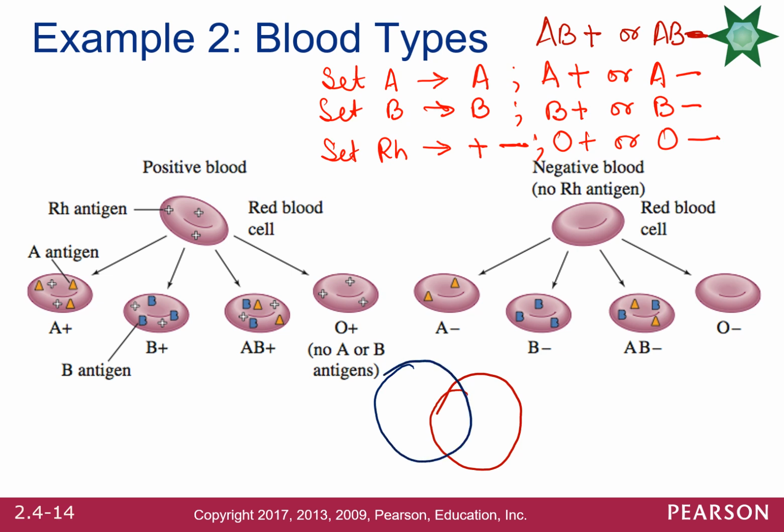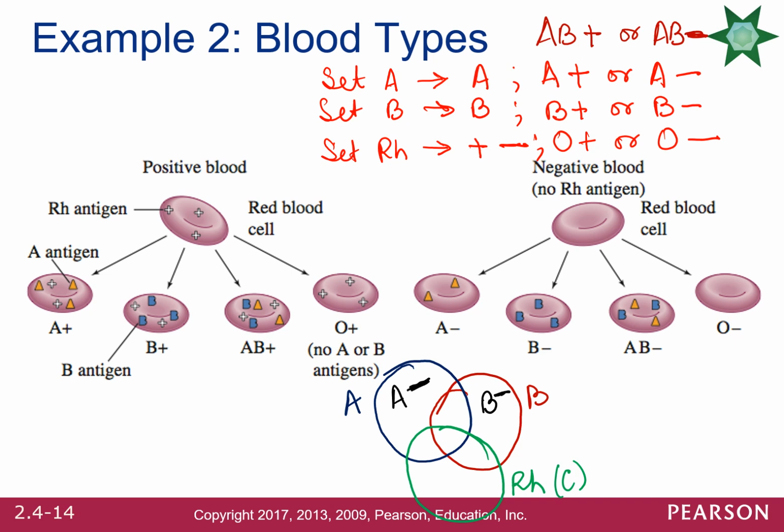So let's say we have these three sets here, and let's draw another one for Rh, which is set C. The red one is for type B and the blue one for type A. Then all the A minus will be in this region, all right? All the minuses will be over here.